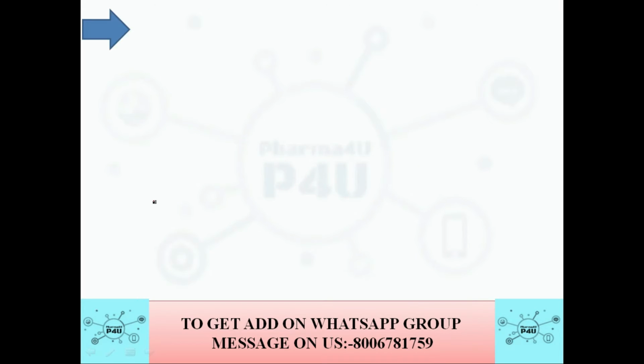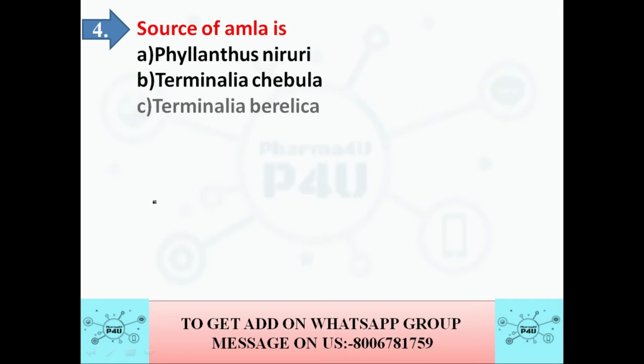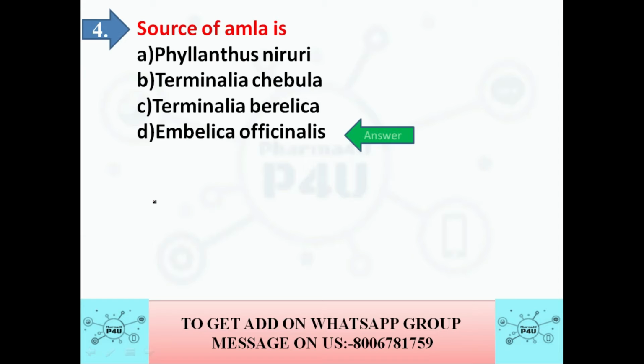Now the next question is, source of amla is? Options are: option A is Phyllanthus niruri, option B is Terminalia chebula, option C is Terminalia bellirica, option D is Emblica officinalis. So students, it's a question of pharmacognosy. So what is the source of amla? Amla has the source Emblica officinalis. So Emblica officinalis is the correct answer.